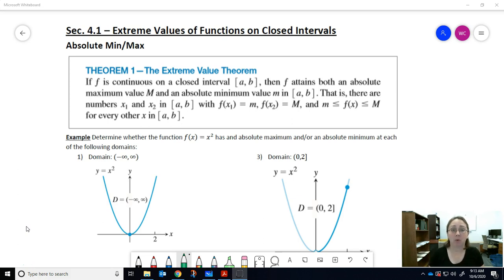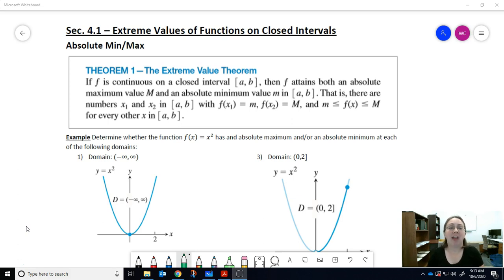So to start off, we're going to talk about the absolute min and the absolute max of a function. To do this, we need a theorem. It's called the extreme value theorem. And we're going to read this and then we're going to look at some examples to help us understand what this mathematical notation is trying to tell us.